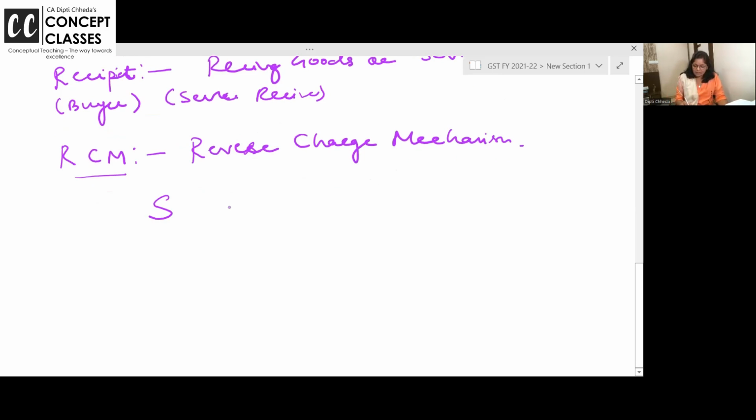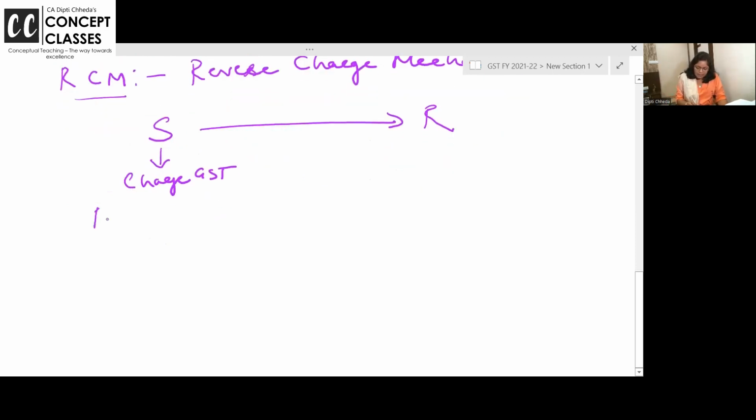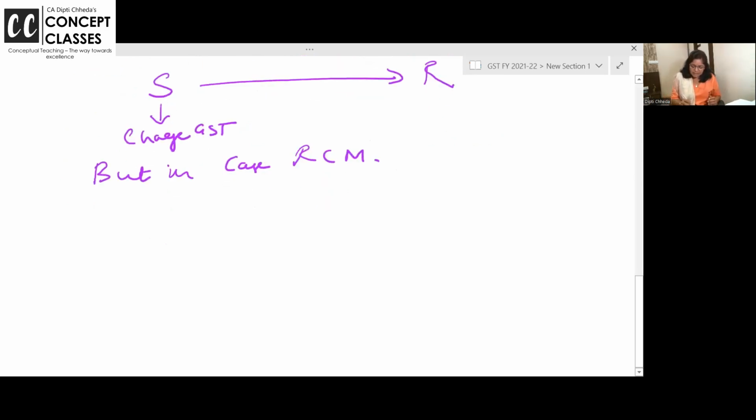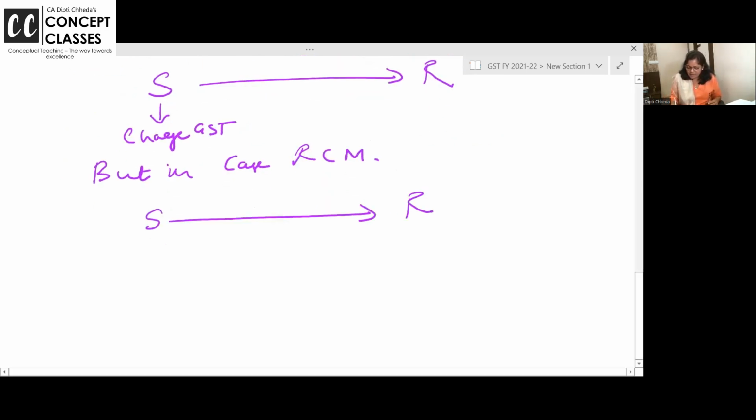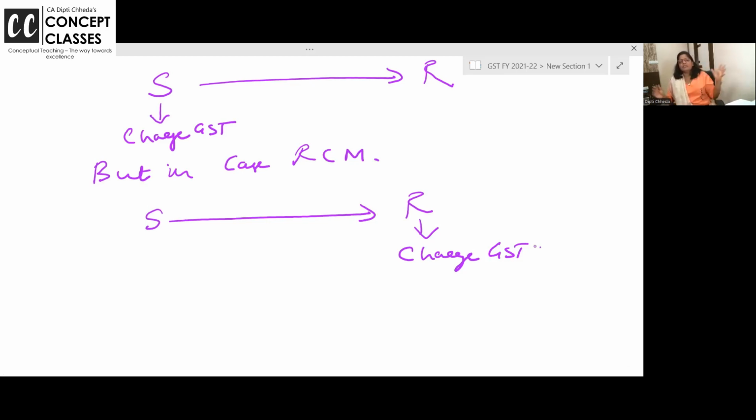Who is supplier? Who is supplying the goods? Who is recipient? Who is receiving the goods or service? Who will charge the GST? Supplier. But in case of RCM, reverse charge mechanism, these are exception cases where the supplier is rendering services to the recipient, and the recipient will charge GST. In detail, this is covered in the third chapter. While teaching and learning, you will not come to know in the flow when we have shifted from the second to the third chapter.